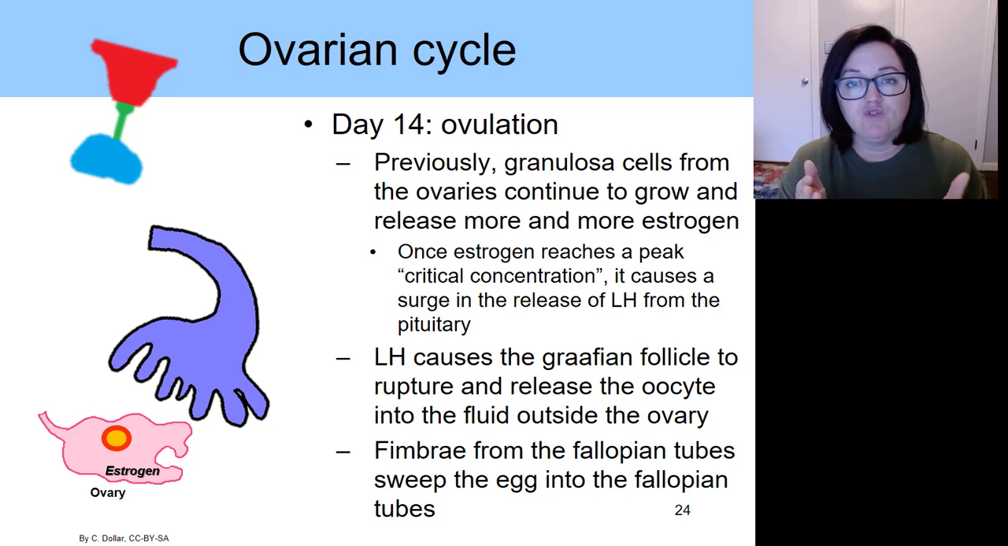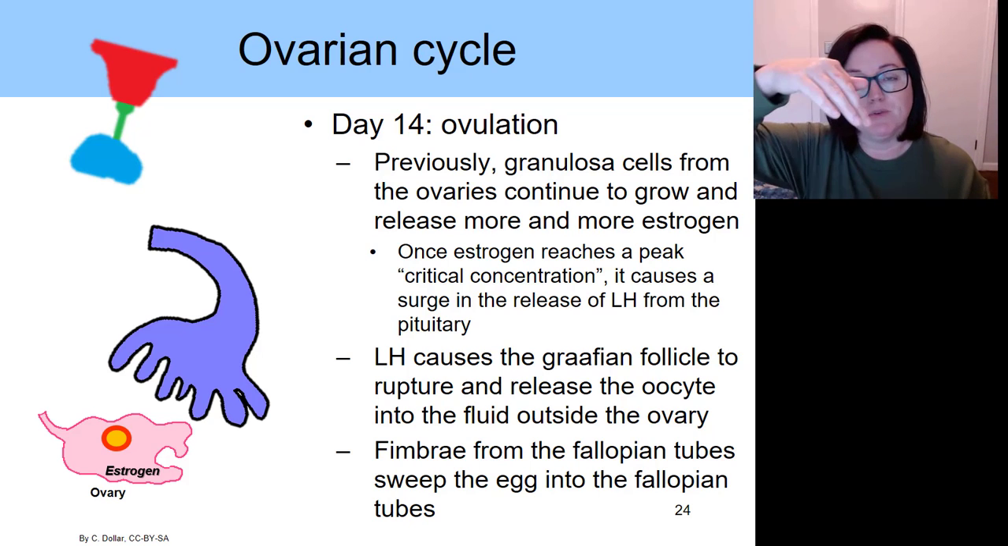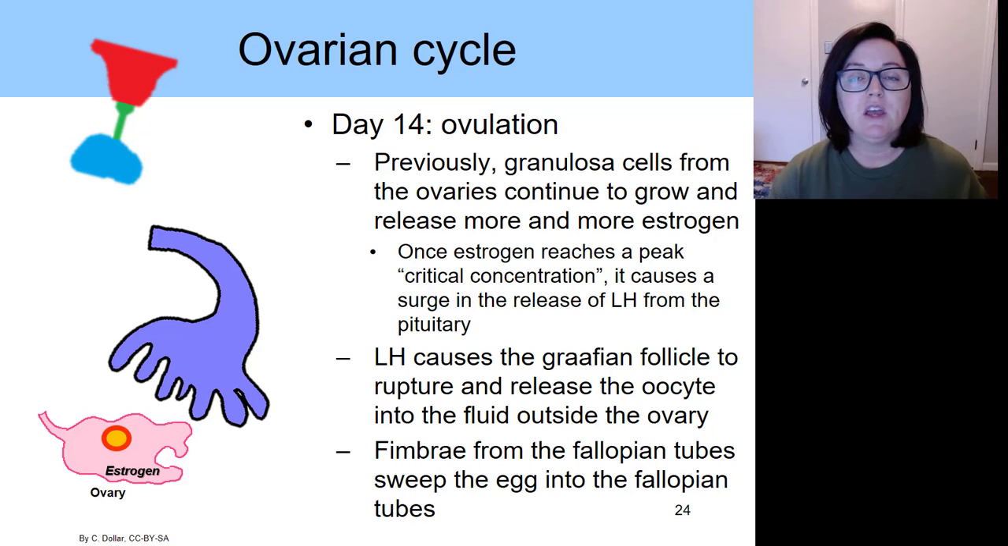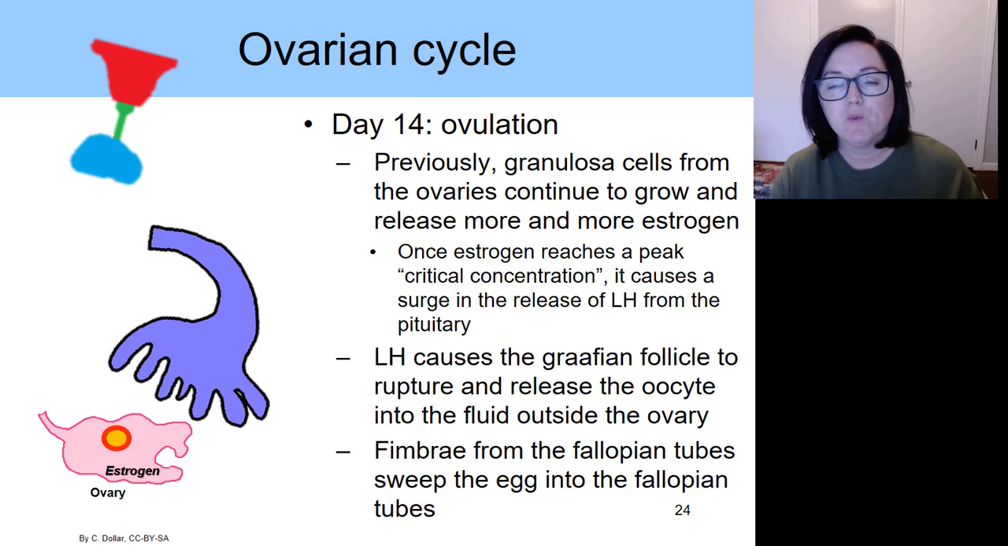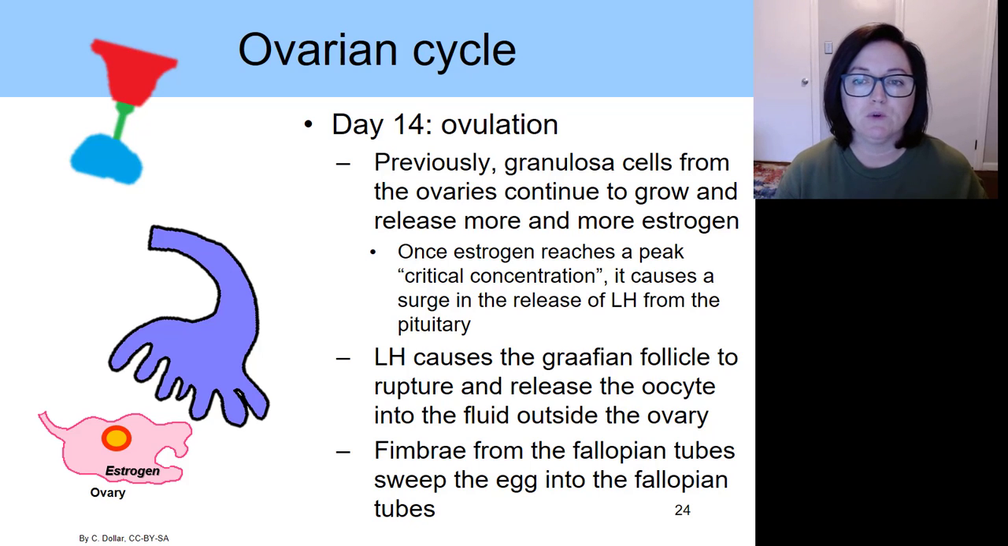Those peak estrogen levels feed back to the hypothalamus and pituitary, causing a surge in the release of luteinizing hormone, LH. And the surge in LH, this big release of luteinizing hormone, is what will cause the process of ovulation to occur. So luteinizing hormone causes ovulation, and then luteinizing hormone will start the development of the corpus luteum.